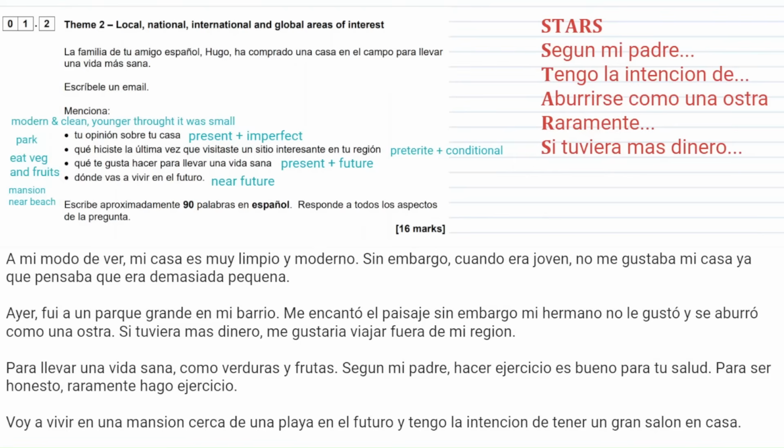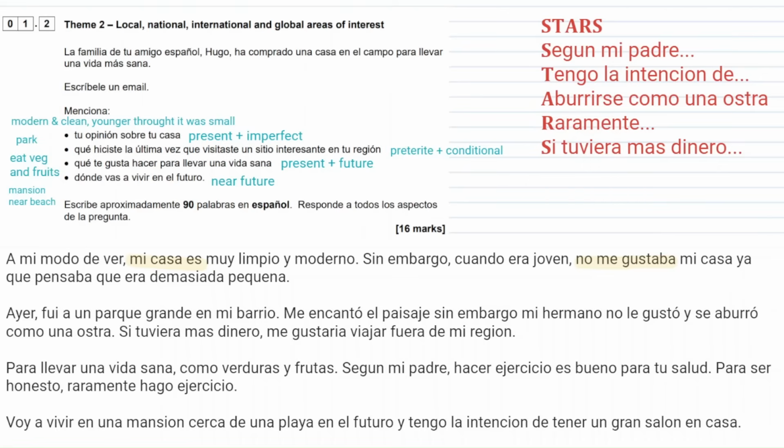A mi modo de ver, mi casa es muy limpio y moderno. Sin embargo, cuando era joven no me gustaba mi casa ya que pensaba que era demasiado pequeña. So in this paragraph, I've used both the present tense with mi casa es and the imperfect tense with no me gustaba. I've also used an interesting sentence starter with a mi modo de ver instead of something simpler like en mi opinión, but they both mean the same thing.